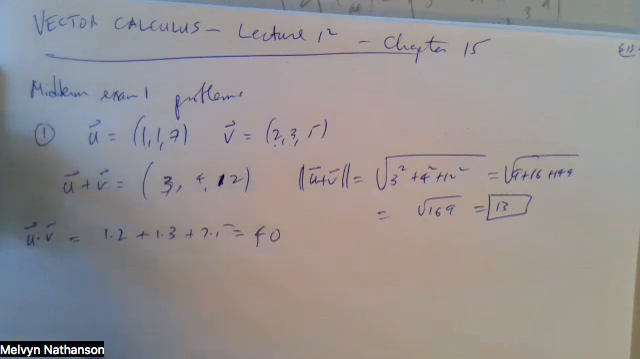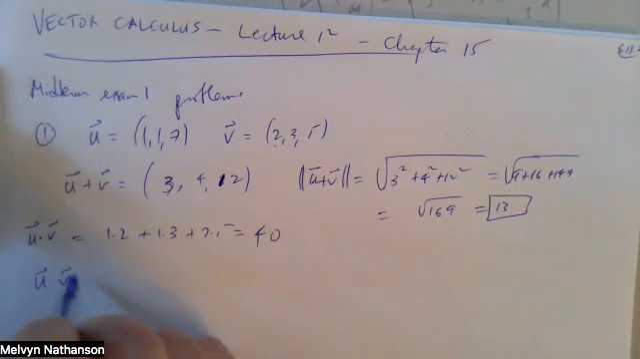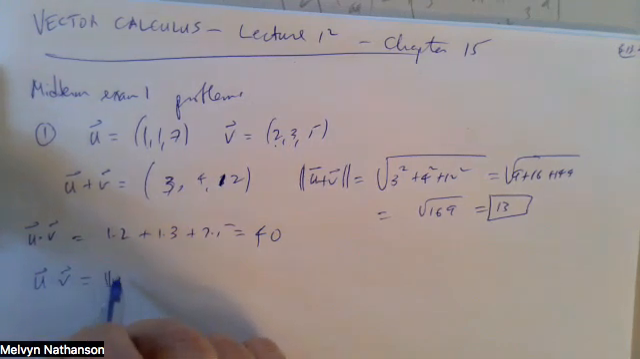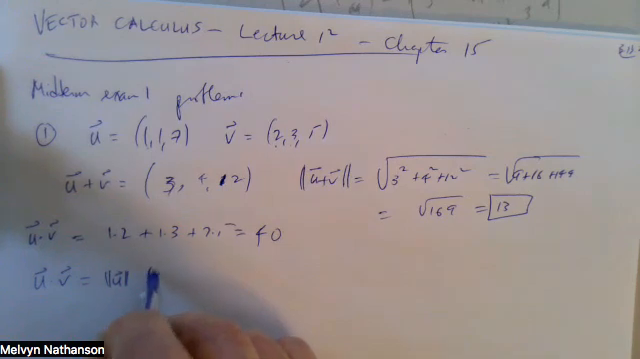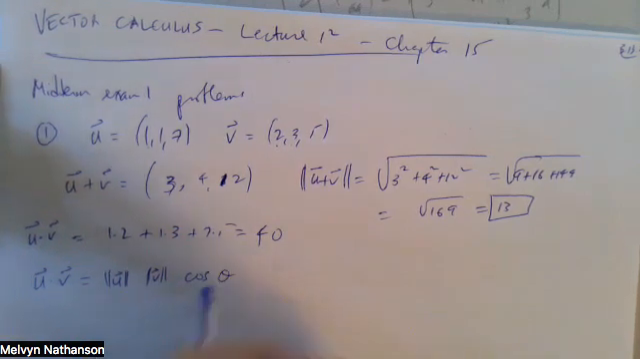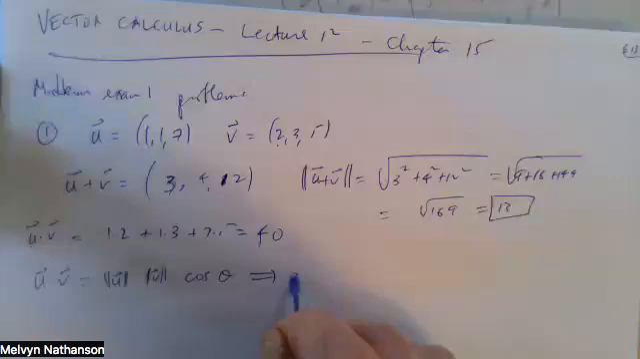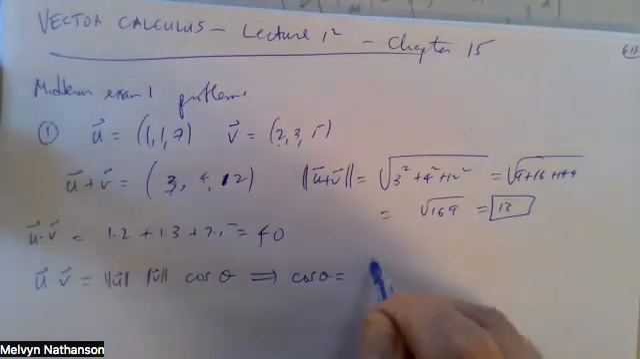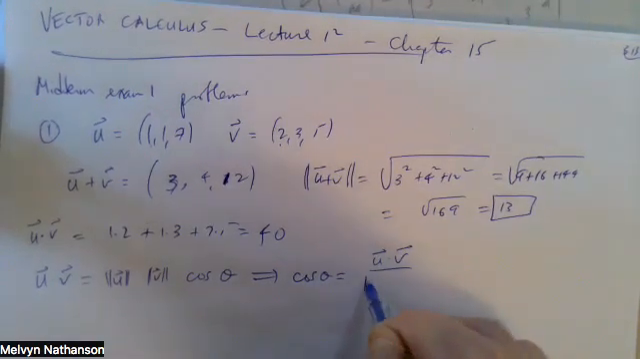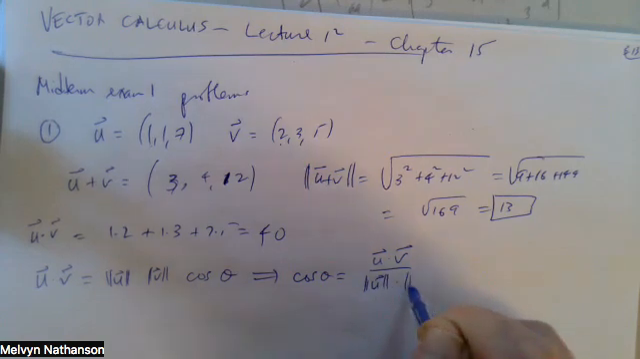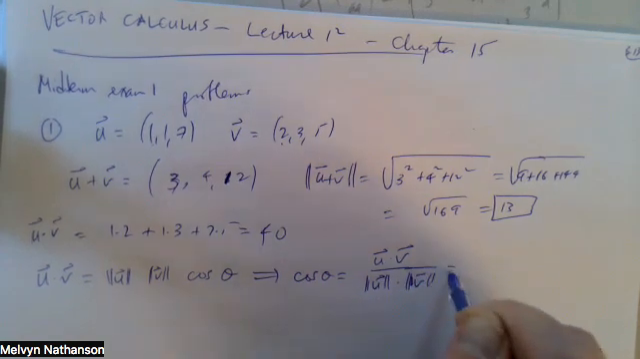And what is the dot product of two vectors? It's always the length of the vector u, the length of the vector v, cosine of the angle between them. So the cosine is the dot product divided by the product of the lengths.